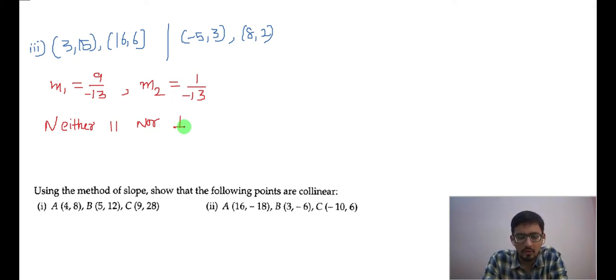By using the slope we can understand whether lines are parallel or perpendicular. If slopes are equal, it is a parallel line. If the product of the slopes is -1, it is a perpendicular line.